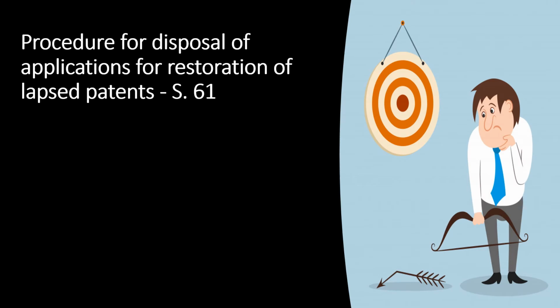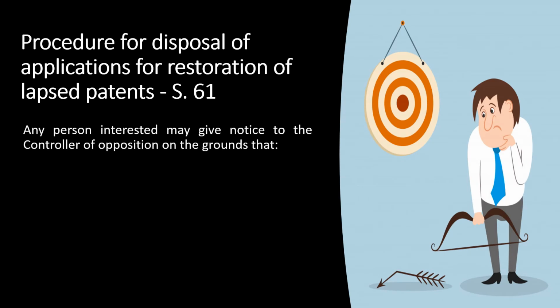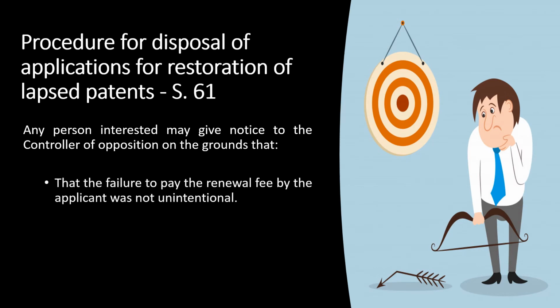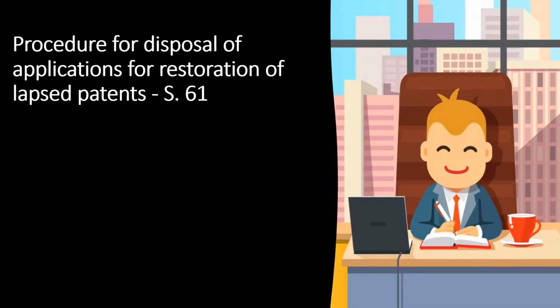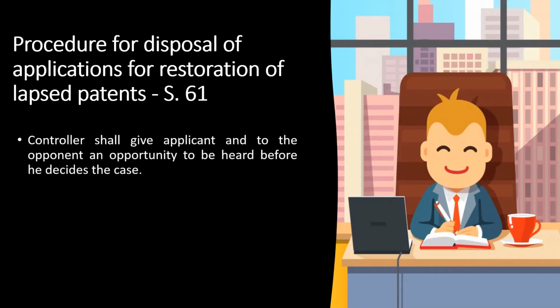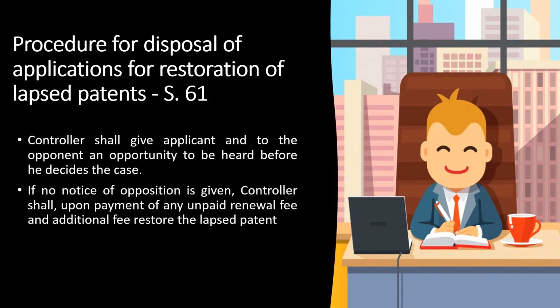Any person interested may give notice to the controller of opposition on the ground that the failure to pay renewal fee by the applicant was not unintentional or there has been undue delay in making of the application. Controller shall give applicant and the opponent an opportunity to be heard before he decides the case. If no notice of opposition is given, controller shall, upon payment of unpaid renewal fee and the additional fee, restore the lapsed patent.